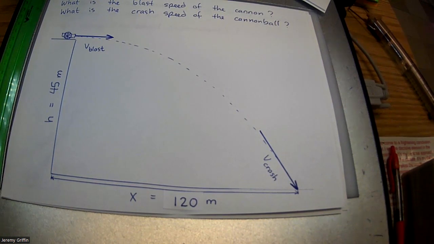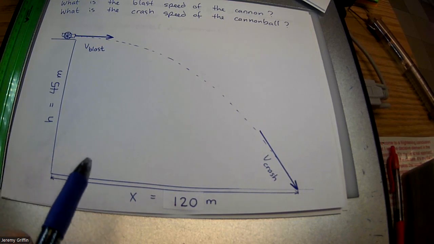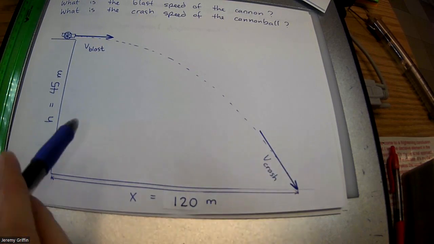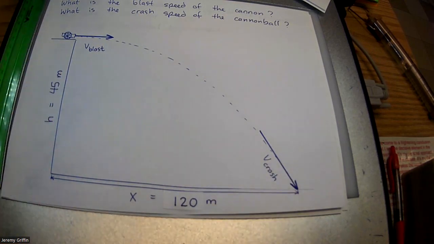But before I just walk you guys through it, maybe I'll have you tell me how you think this should be solved. So what do you think we should start with to figure out the blast speed? Should we start with horizontal information or vertical information? What do you think? Vertical.